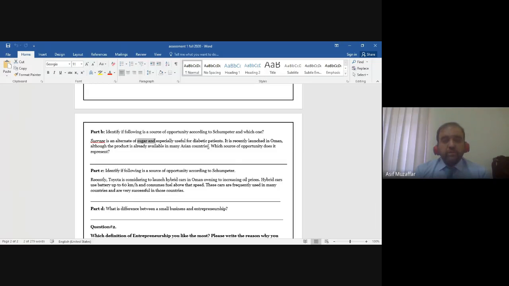So what type of opportunity is this one? If you see the 5 opportunities option feature, this is the last one, to develop a new market for an old product. The product is old, but you are developing a new market. In Oman, this is coming for the first time. So you are developing a new market, new customers for the old product.